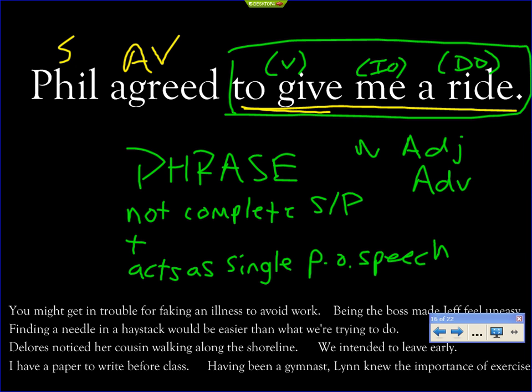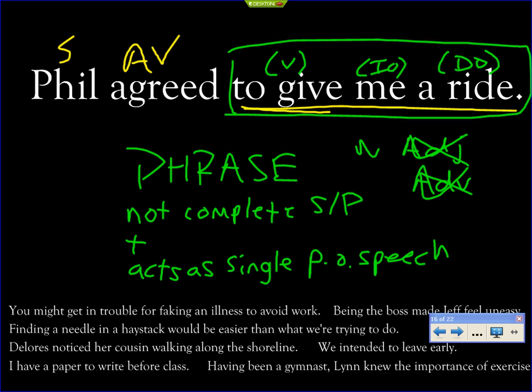Can it be an adjective? In order for it to be an adjective, it would have to modify a noun. What noun do you have in the sentence? Right. Doesn't seem to modify fill, does it? Okay, so it's not an adjective. Adverb, you've got one verb in there, right? Agreed. Is it telling me how I agreed or when I agreed? No. So it's not an adverb.